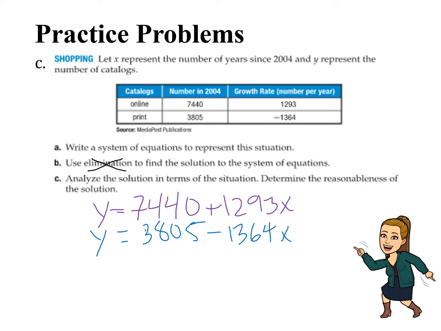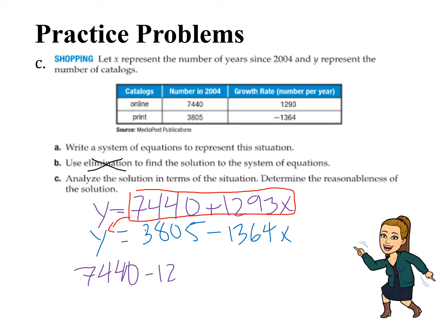Because I see all of this stuff is equal to y, and all of that stuff is equal to y, I can set those two pieces equal to each other. That expression from the first one, 7440 minus 1293x, is going to equal the second part, 3805 minus 1364x. That special substitution tells me I can set them equal to each other. And now I just need to use my equation solving skills.